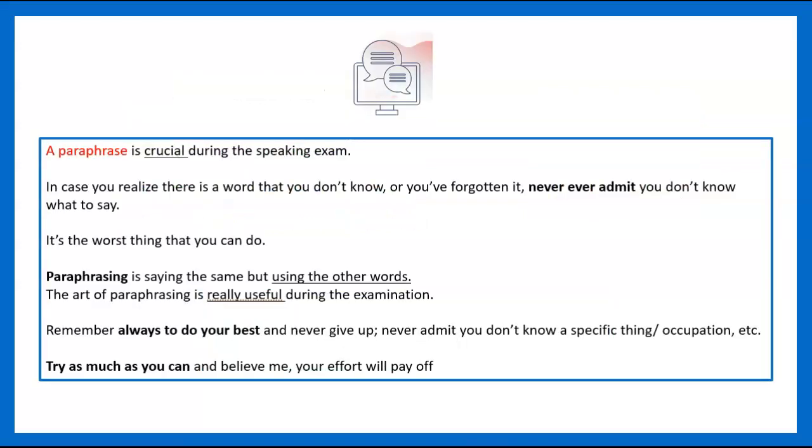Now we're going into paraphrase, which is crucial during a speaking exam. So if you can't remember a word, please don't ever admit that you don't know what to say. It's the worst thing you could do. Just try to work around it using other words to describe the word that you're trying to find or think of. It's very useful during the examination. And of course, always remember to do your best. Never give up. Never admit you don't know a specific thing or an occupation. Try as much as you can, and believe me, your efforts will pay off.